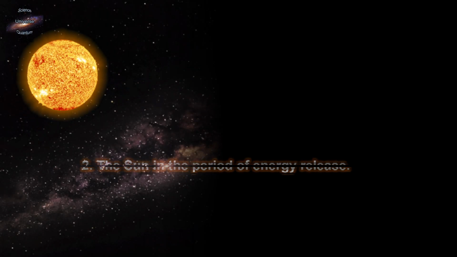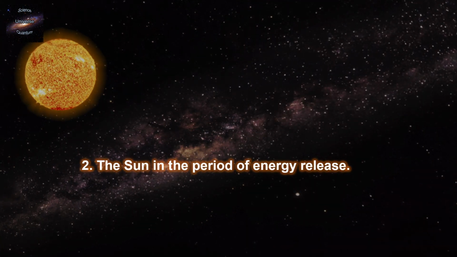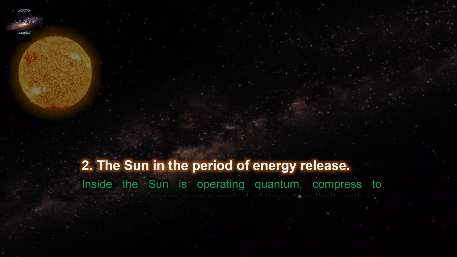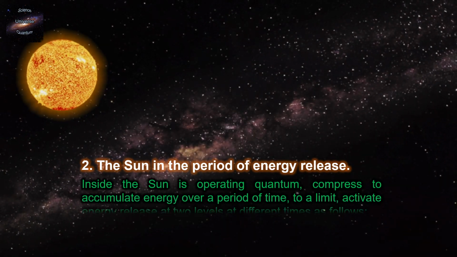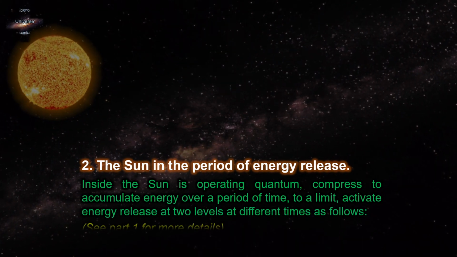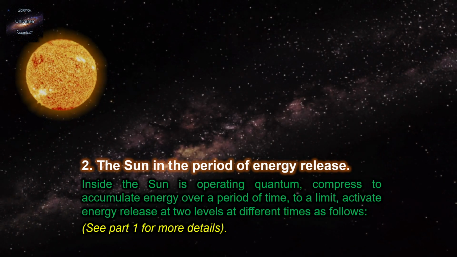2. The Sun in the period of energy release. Inside the Sun is operating quantum, compressed to accumulate energy over a period of time. To a limit, activate energy release at two levels at different times as follows.